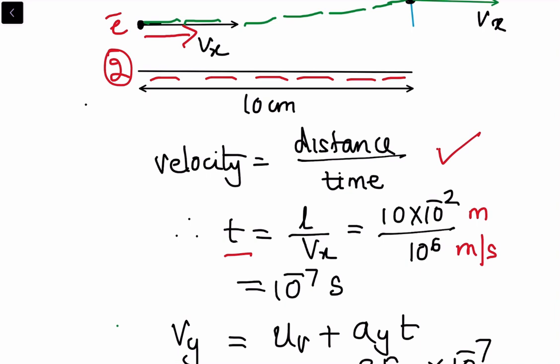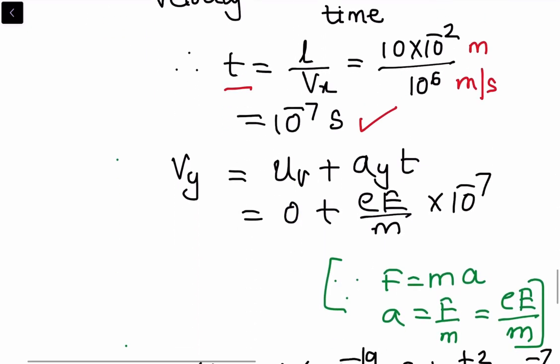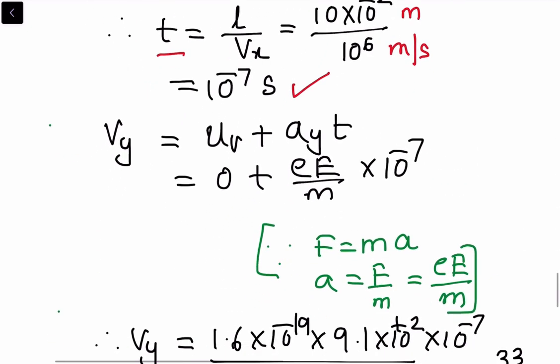It is 10 to the power of minus 7 seconds. This is the time taken. Now we want the vertical component of velocity. So for that you can see Vy is Uy plus Ay t, that is, the vertical component of final velocity is equal to the initial vertical component plus the acceleration in the vertical direction multiplied by time.